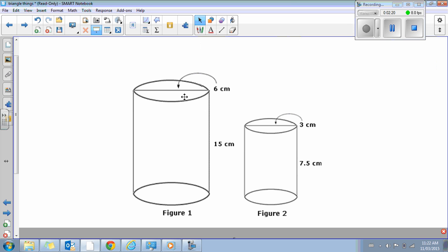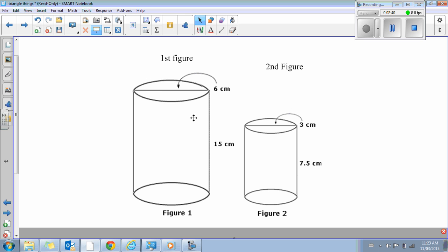We're going to look at another figure. So here we have 2 cylinders. Yet again, we have to label which one's new and which one's old, or which one's the first figure and which one's the second figure. So if we take a look, usually this one's always your first figure, the one that appears first. This is your second figure.